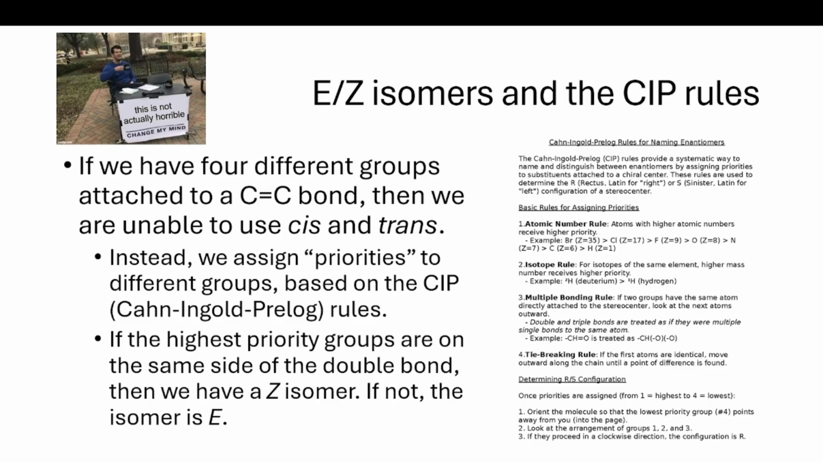Deuterium's nucleus is just a proton and a neutron. Protium has just a proton. And of course, since deuterium has the greater mass, it will receive a higher priority than protium. Now, there's also a rule concerning multiple bonding, such as double and triple bonds. This states that we treat them as multiple single bonds to the same atom.